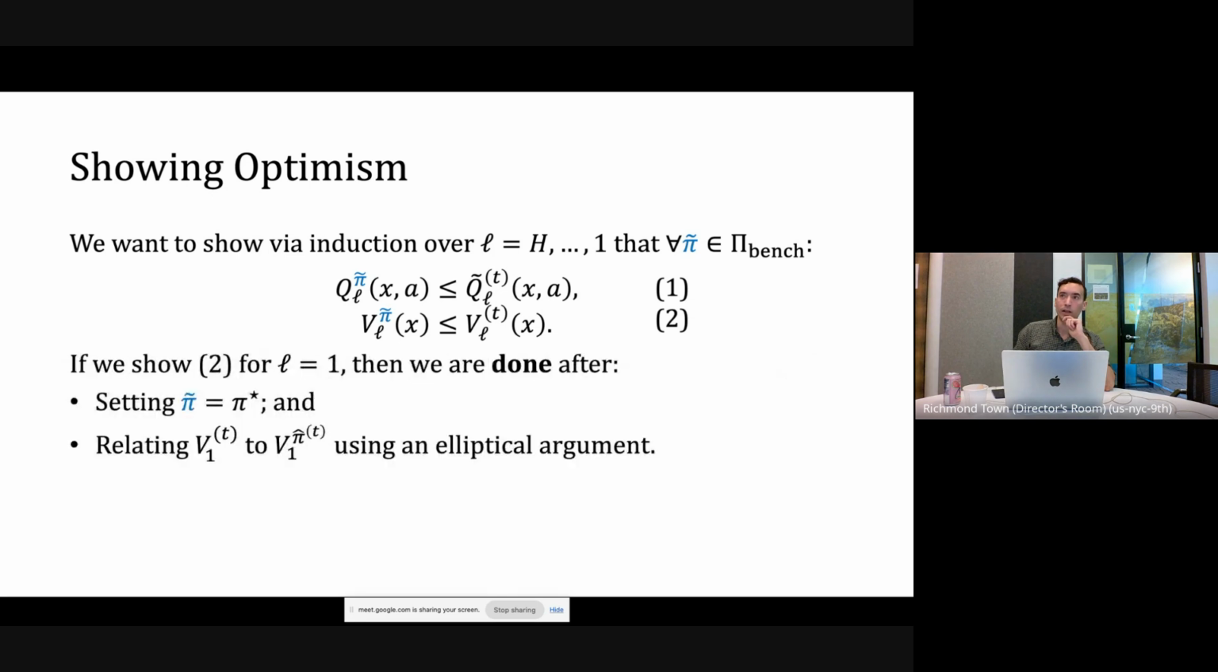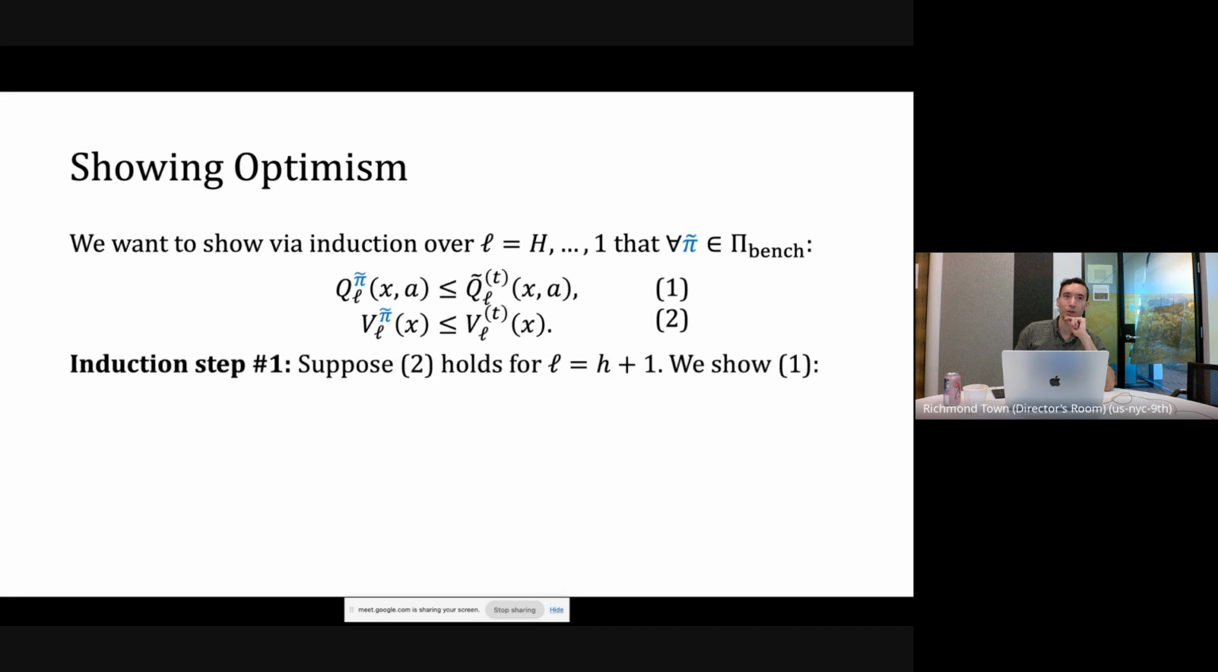So is it clear why, if we have 2, we are done? Yep. Okay. At least Chaba agrees. So let's move on. Let's see how we can do this induction.